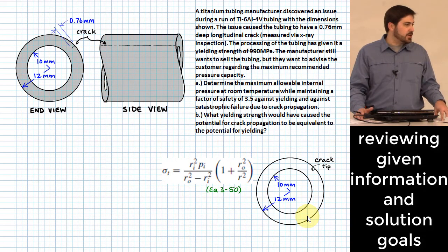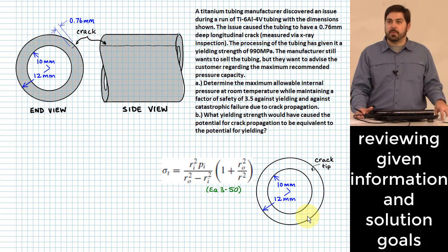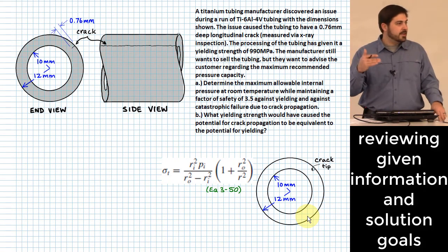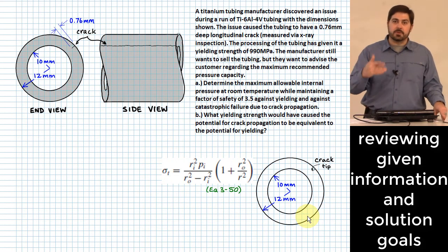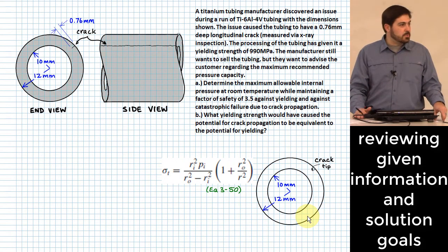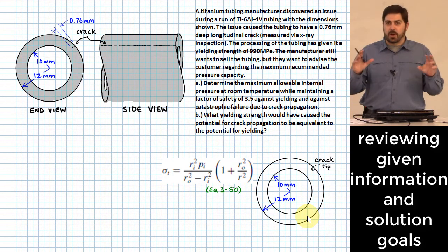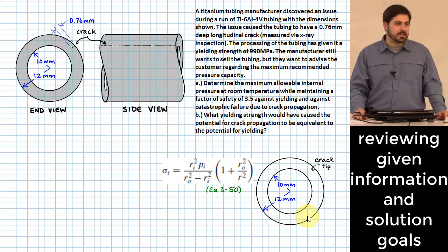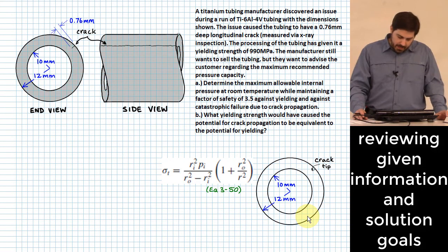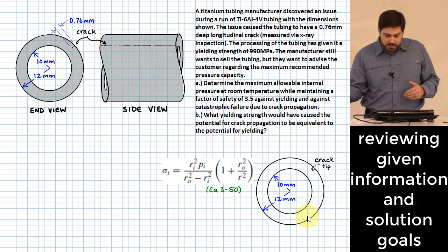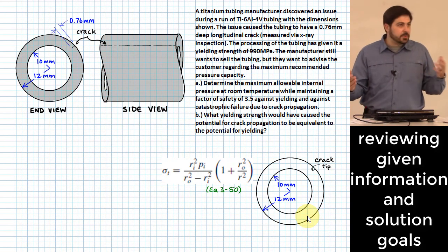And that's kind of a new thing. We haven't really talked about that yet, and that's really the point of this problem, is we have some techniques that we can use to determine whether or not this crack is likely to propagate through the material and cause what is called in a lot of these reference materials catastrophic failure, which, I like that phrase, all right? Part B, it says, what yielding strength would have caused the potential for crack propagation to be equivalent to the potential for yielding?